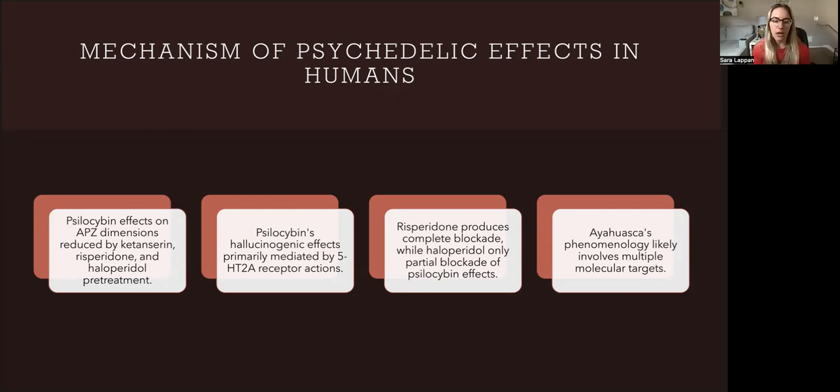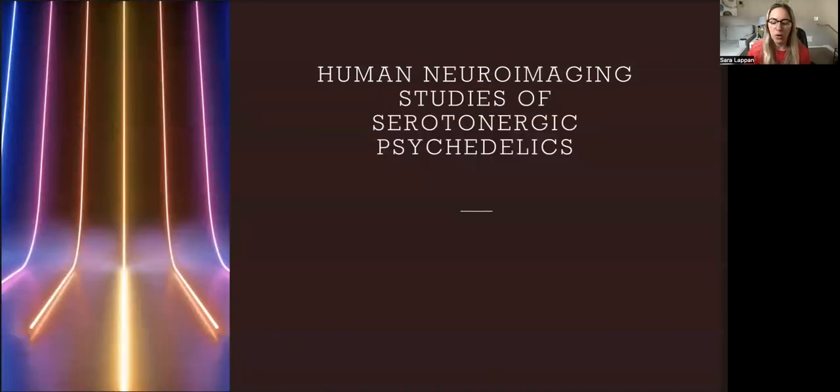So you can see here, risperidone is a complete blocker of psychedelic effects, or psilocybin effects, and haloperidol is partial. I'm not sure. I just added this to maybe add a layer to the discussion of these blockers of psychedelic effects.